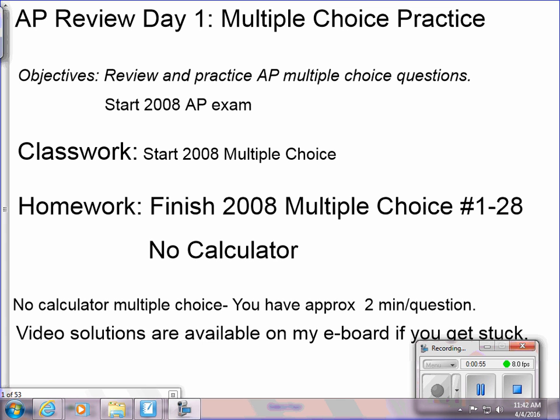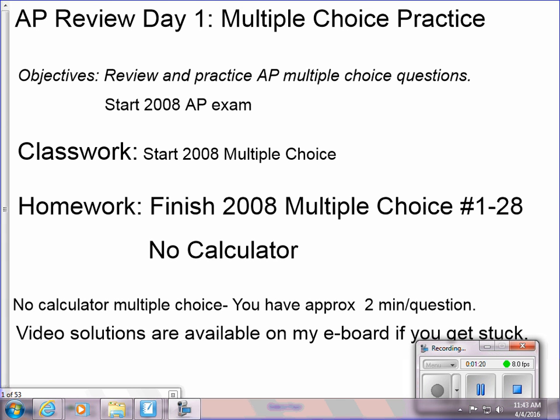Okay, so what you have in front of you is the 2008 multiple choice. Now there are 2 sections, but 1 through 28 is the no calculator section. That's what we're going to be working on today, and you're going to finish for homework. 28 multiple choice questions without a calculator. Well, we're going to try. So the more we get done in class, the less you have for homework.